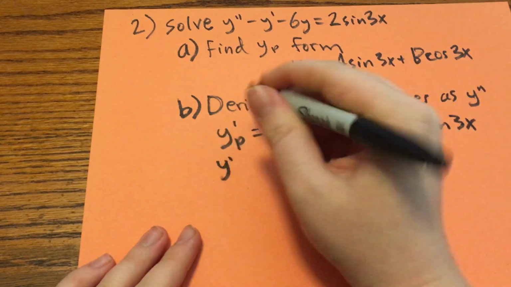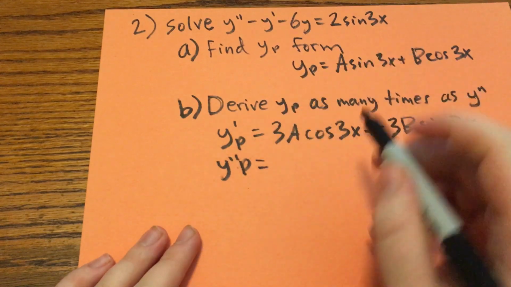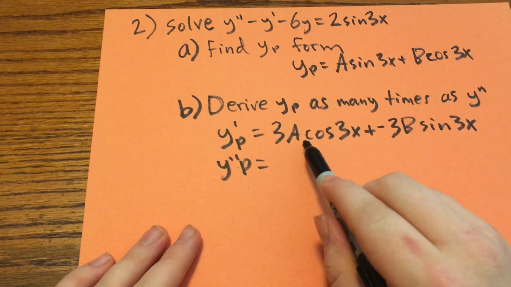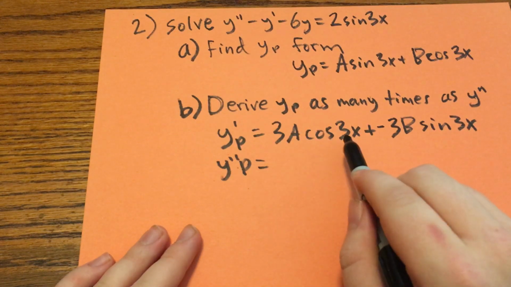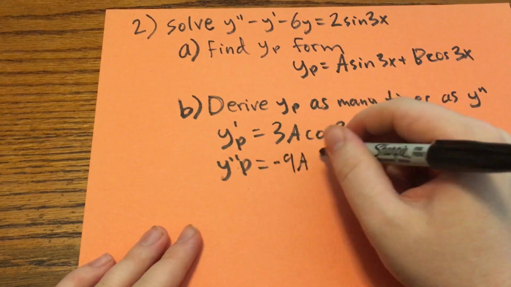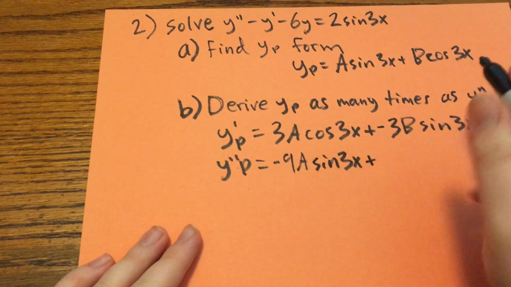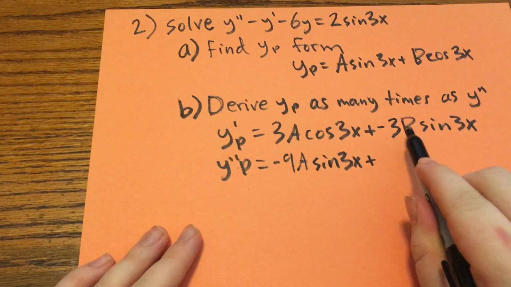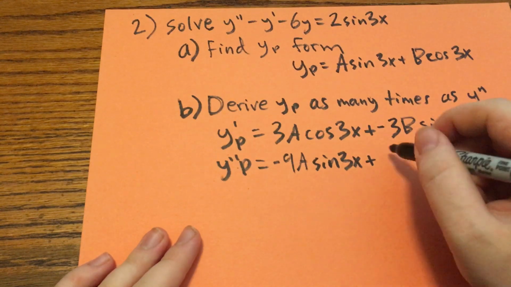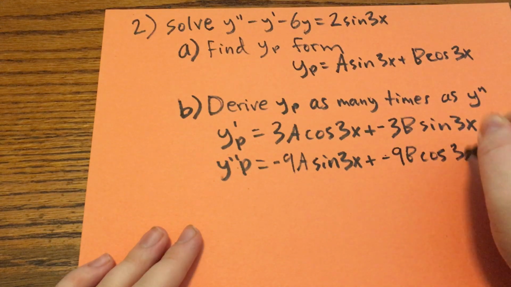Now let's derive it one more time. Y sub p double prime is equal to the derivative of the first term, which is 3a times the negative sine of 3x times 3. So it would be negative 9a sine of 3x plus negative 3b cosine of 3x times 3. So negative 9b cosine of 3x.